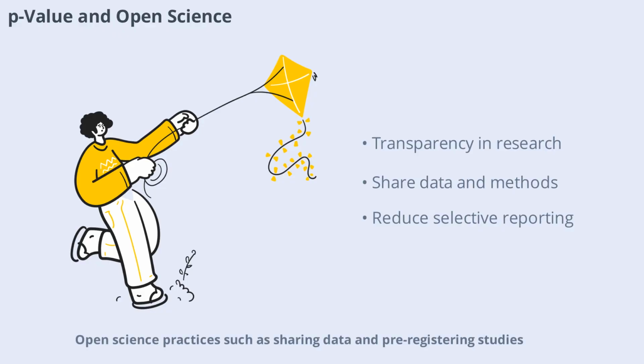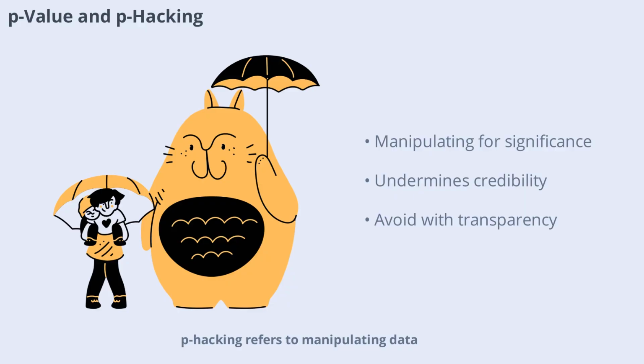Open science practices such as sharing data and pre-registering studies help improve the transparency and reliability of p-value interpretation. These practices make it easier for others to verify results and reduce the risk of selective reporting or p-hacking. P-hacking refers to manipulating data or analyses to obtain significant p-values. This can involve trying multiple analyses, selectively reporting results, or stopping data collection once significance is reached. P-hacking undermines the credibility of research and should be avoided through transparent and pre-registered methods.